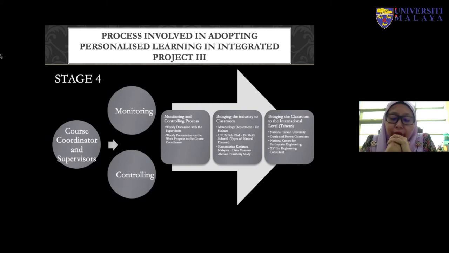Okay, for your information, the proposal of the international case study was given by the student, and at the department's level, we agreed to bring these students to Taiwan. While we were in Taiwan, visits were done to the National Taiwan University, where one of the professors explained the condition in Taiwan in relation to natural disasters, especially storms, typhoons, earthquakes and tsunamis.